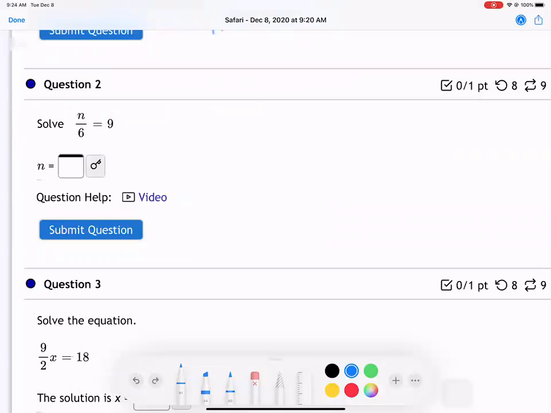Well, we have to get rid of the 6. And what's the 6 doing to the n? Dividing. We always use opposite operations to move stuff across the equal sign, kicking stuff out. So the opposite of divide is multiply. So we're going to multiply by 6 to both sides. And 6 divided by 6 becomes 1. That's why it cancels out. And 9 times 6 is 54. Okay, so we would just write 54 in the box.